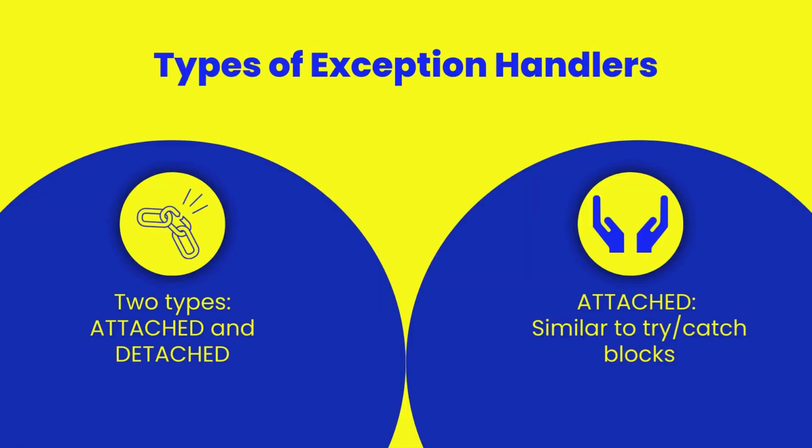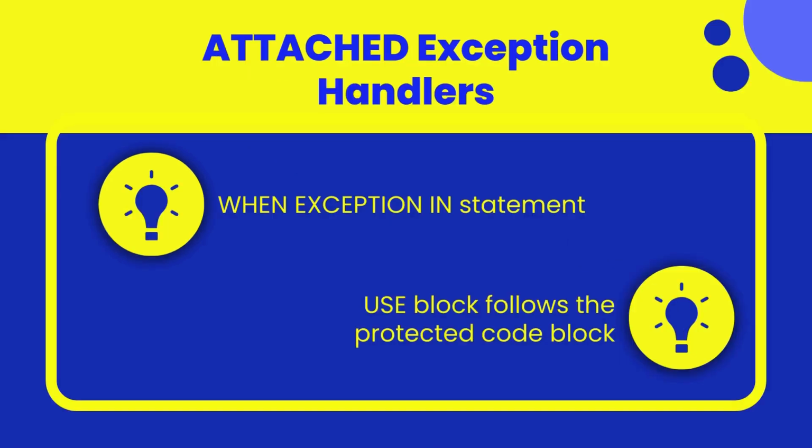There are two types of exception handlers: attached handlers and detached handlers. Attached handlers are the most commonly used handlers. They are similar to the try-catch blocks that other languages provide. For an attached handler, a when exception in statement is used. When exception in expects the use block right after the block of code it protects.